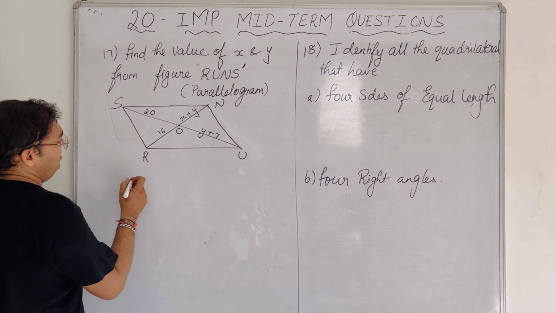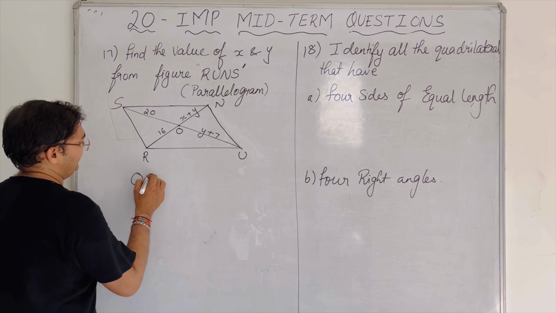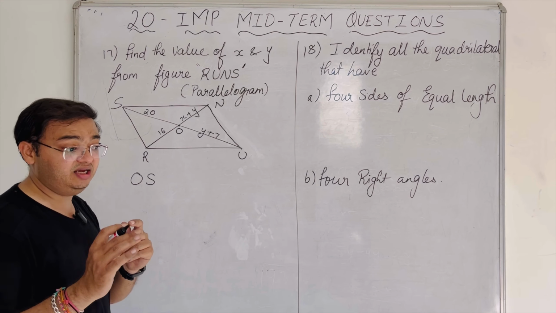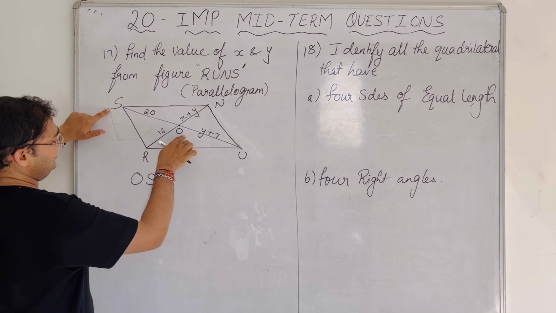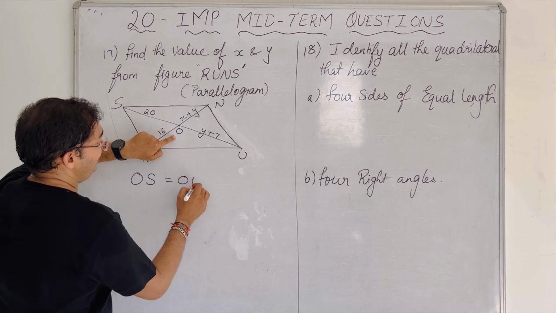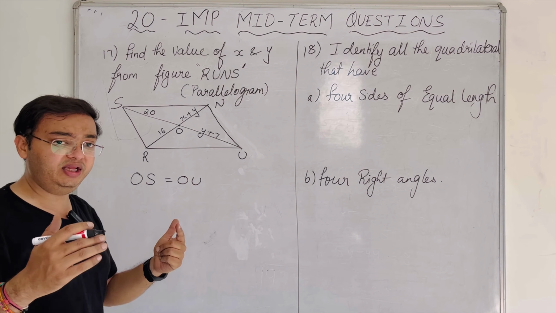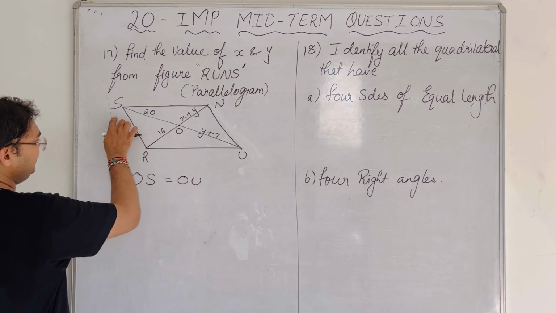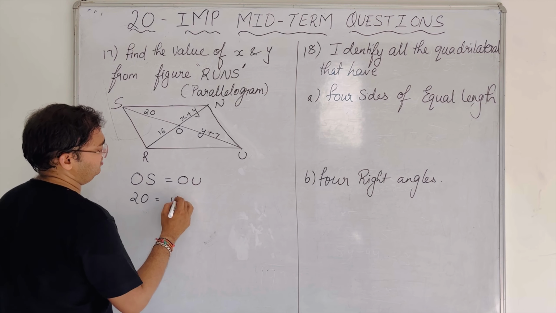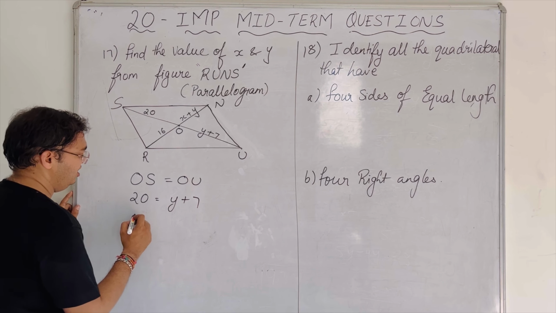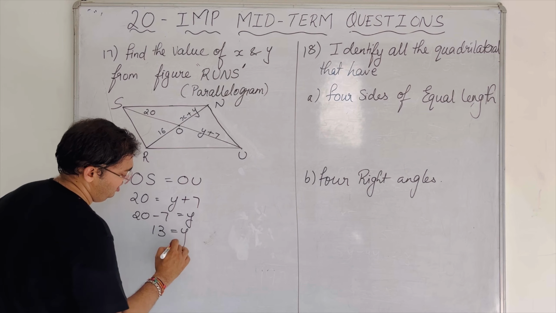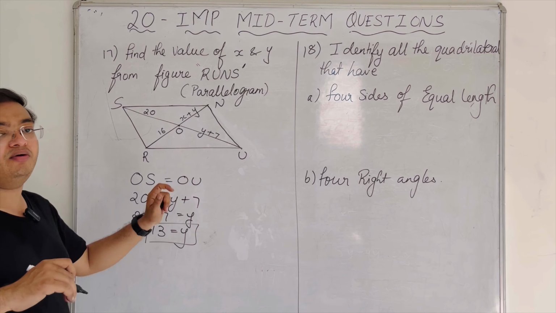Since the diagonal is divided into two equal halves, OS is equal to OU. OS is 20, whereas OU is y plus 7. Let's solve that. 20 minus 7 equals y, so 13 equals y. So very quickly I found the value of y.